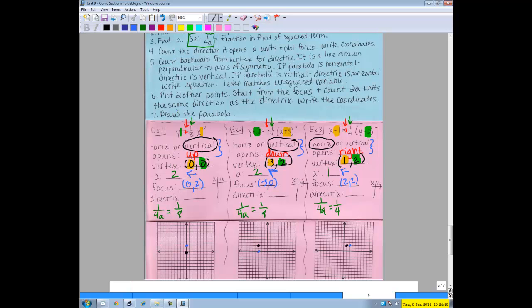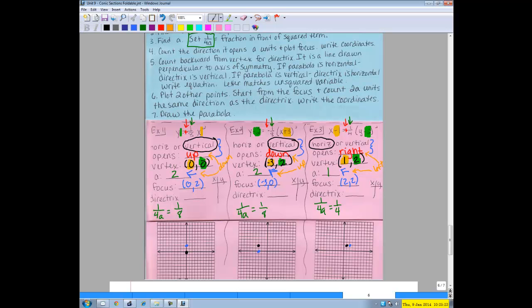For our directrix, we will count opposite of the focus, that many. So instead of vertically up, for our directrix, we will count the opposite of this. So we won't go up, we will go down, that many. For this one, we will not go down, we will go up, that many. And for this one, we will not go right, we will go left, that many.